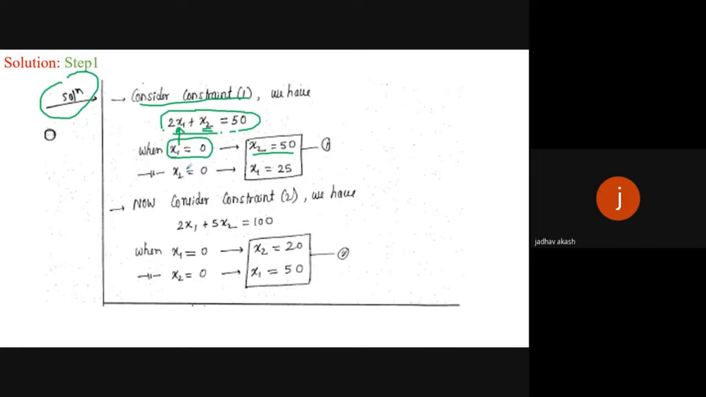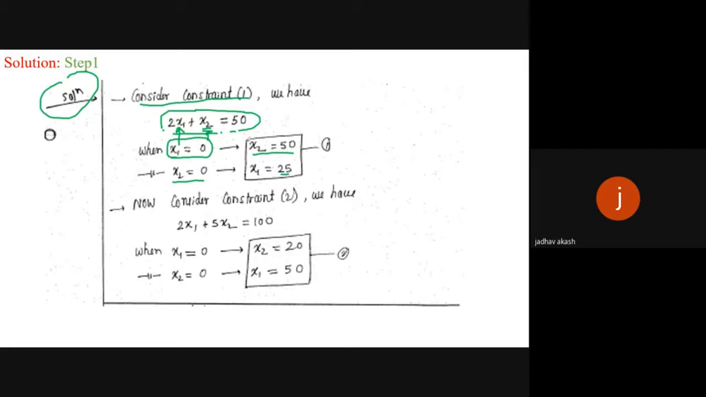Yes, sir. Now in the same equation, what to do? Next, put x2 as 0. So if we put x2 as 0 here, what are we getting? Equation 2x1 is equal to 50. And if we simplify it, what are we getting? x1 is equal to 25.